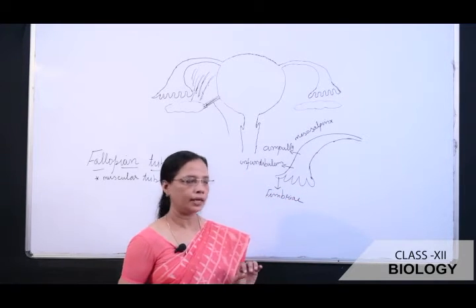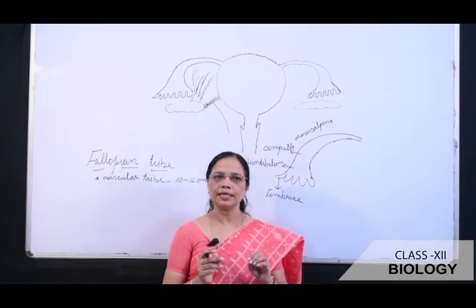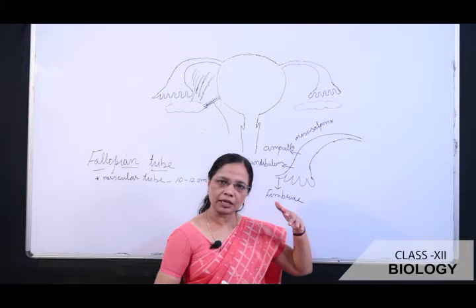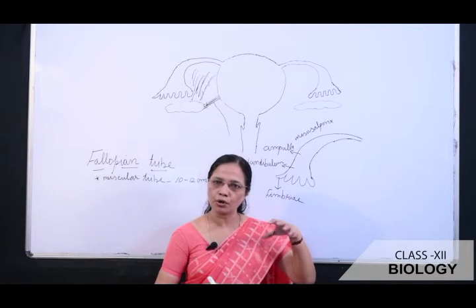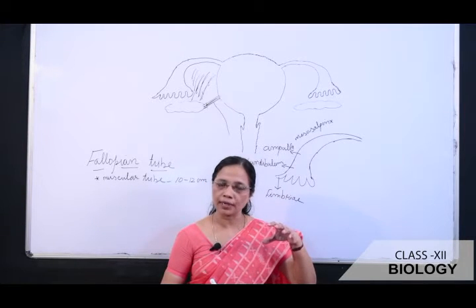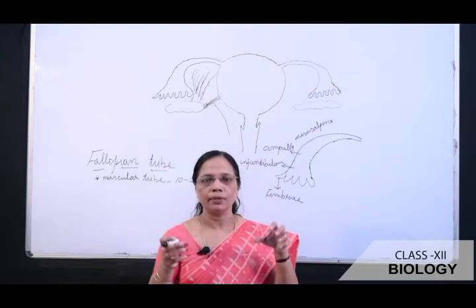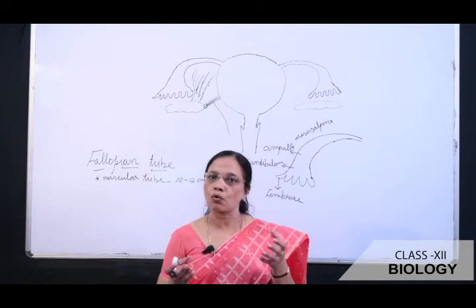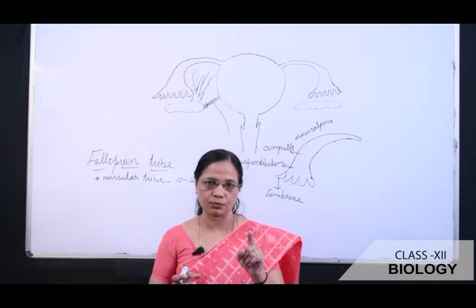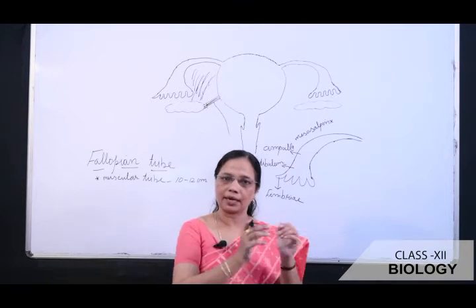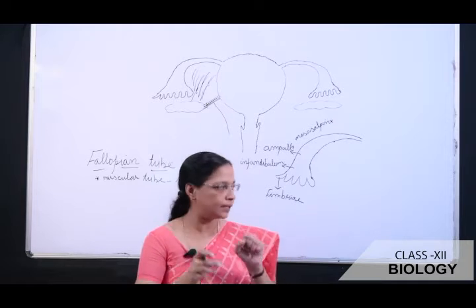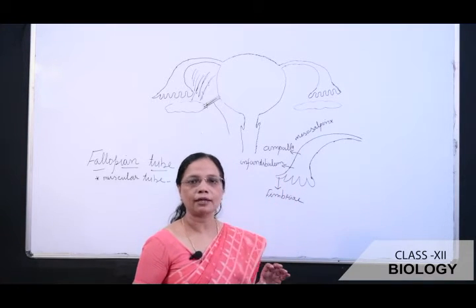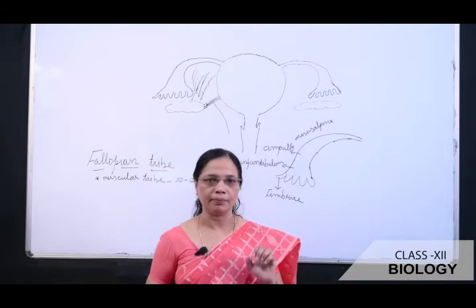The fimbriae has cilia-like structure. Now this fimbriae keeps on moving. Why is it moving? In order to collect the ovum or the secondary oocyte. We usually call it ovum, but actually it is a secondary oocyte which is released from the Graafian follicle. It picks up the secondary oocyte by this movable finger-like projection, that is called the fimbriae.